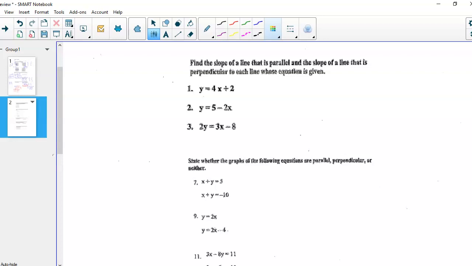So for this one, it's asking you to find the slope of a line that's parallel and the slope of a line that's perpendicular. All that means is you need to find the slope that's parallel and the slope that's perpendicular. And you're not finding a whole other equation for both.